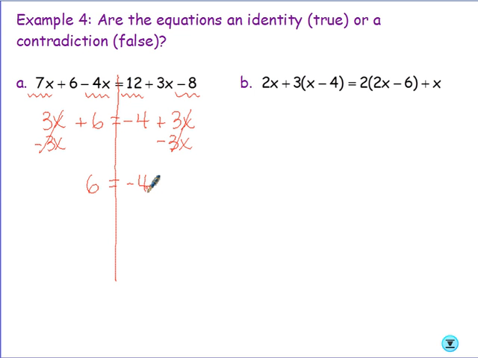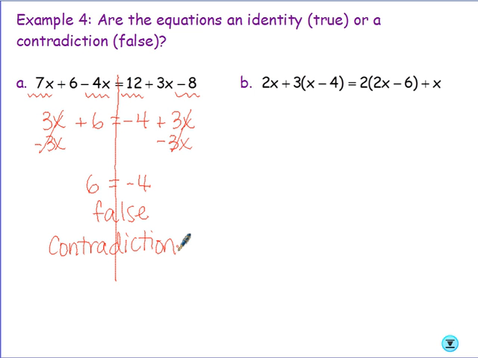So what do you think about that? Is 6 equal to negative 4? Well, hopefully you know that that's definitely not true. That is definitely a false statement. And if you end up with a false statement, we simply write the word contradiction. So pause the video, you try part B, and then unpause.